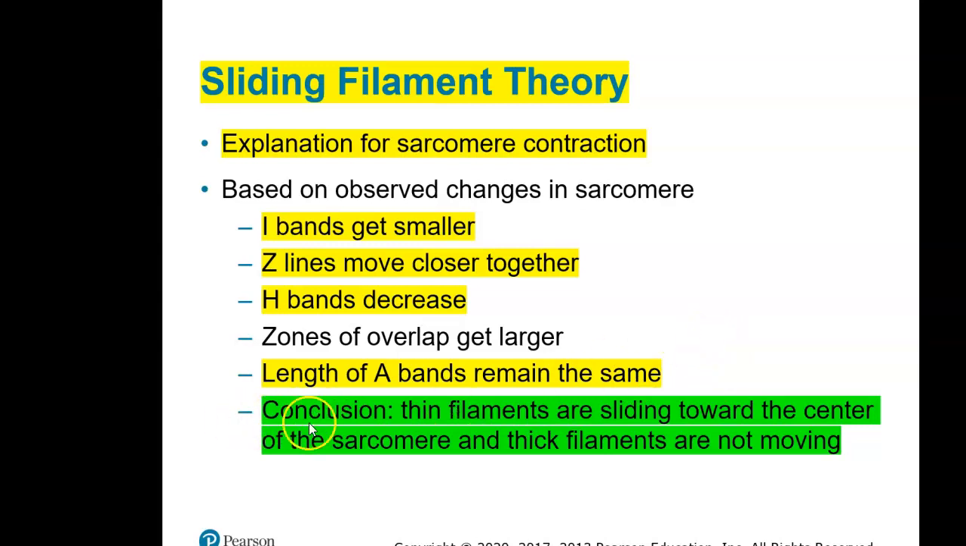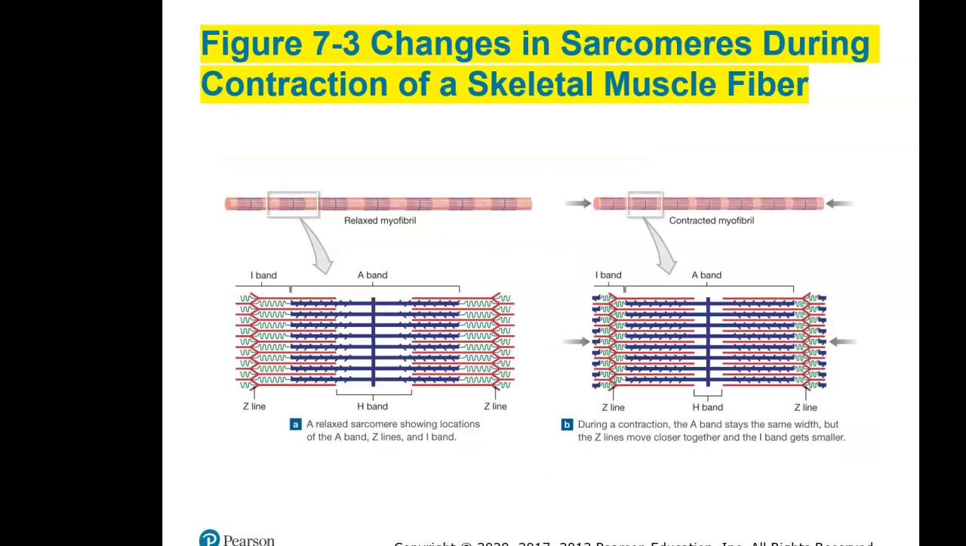So here's the conclusion: thin filaments, or actin, are sliding toward the center of the sarcomere, and thick filaments are just remaining in place. And this is what a muscle fiber looks like relaxed before the sarcomere contracts, and then what the sarcomere looks like after a contraction.